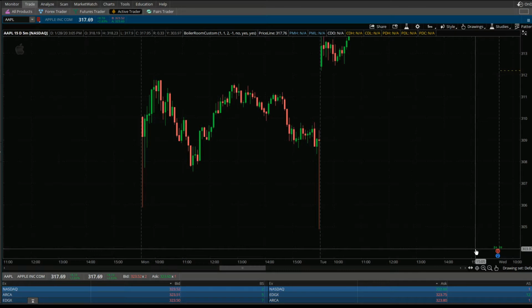So in this video, we're looking at the chart of Apple. We have a nice gap here and I want to talk about exactly how do you trade this gap and what do you do?